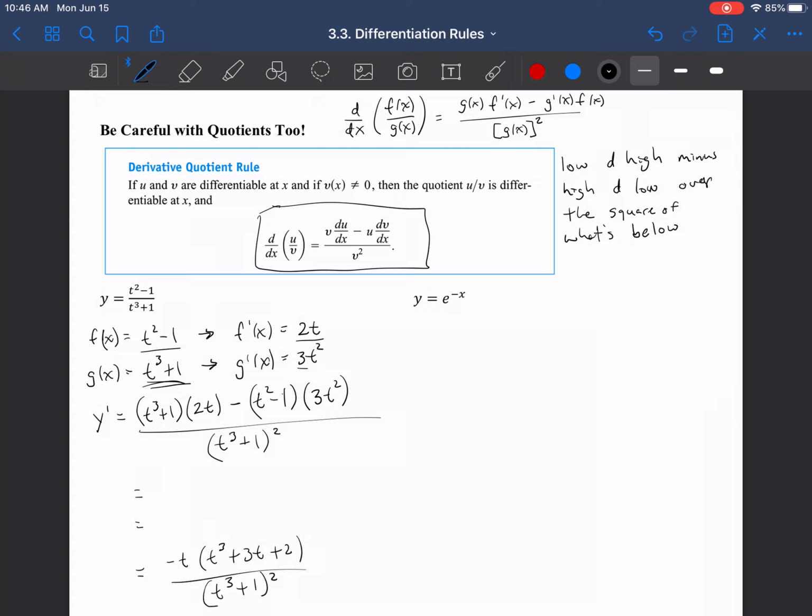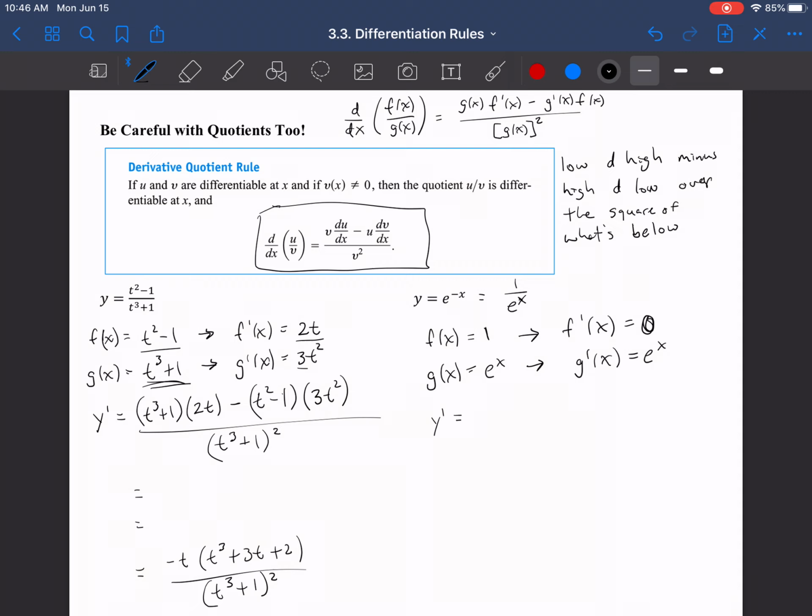Okay, so you can get something like that. Now looking at this one, you think, well, this isn't in any kind of a quotient, but it's e to the negative x, so that's 1 over e to the x, which means f of x is 1, and the derivative of 1 is 0 because it's a constant. Derivative of a constant is 0. That's the slope of constant lines. G of x is e to the x, and the derivative of e to the x is e to the x. And so we simply go from there and start putting it together.